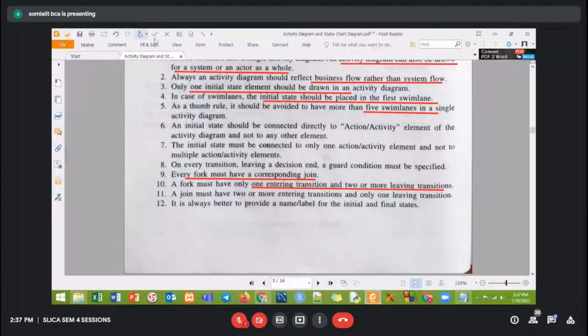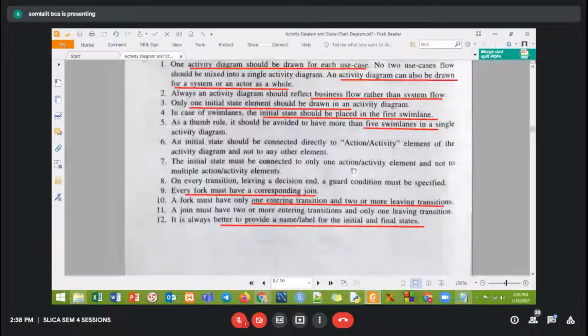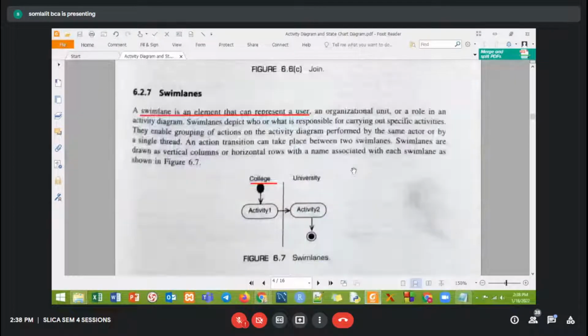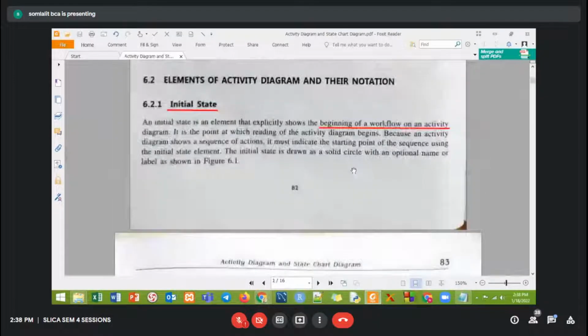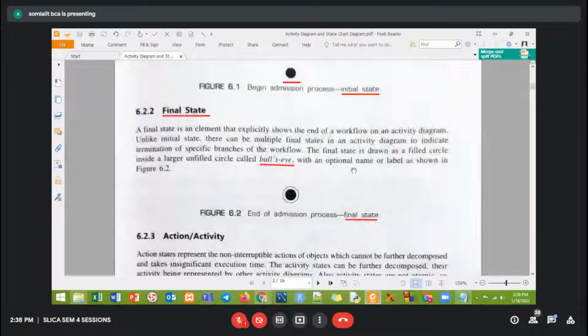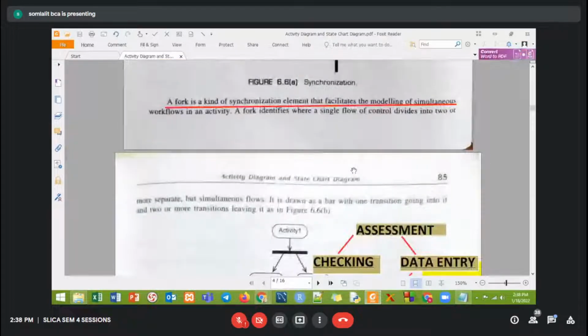Okay, and it is always better to provide initial and final states. Provide name labels for the initial and final state. Provide labels, write them. Okay, that's all about the activity diagram. Guidelines, all the important elements, why to draw the activity diagram, and swim lanes we have discussed. Example also we discussed in the last lecture.